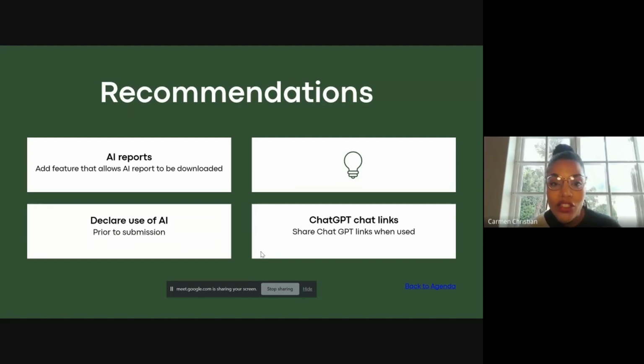So, yeah, these are just some of my preliminary thoughts of how we can move forward with using these AI detection tools. But I look forward to hearing what others have to say about it as well.